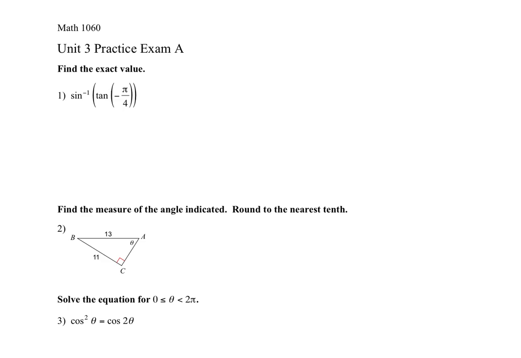This is the solution key for Unit 3 Practice Exam A. So for question 1, first need to evaluate the tangent of negative pi fourths. Tangent of negative pi fourths is equal to negative 1. And then evaluate the inverse sine of negative 1. And that's at negative pi halves.